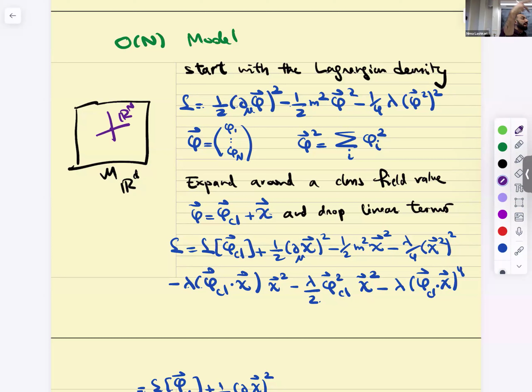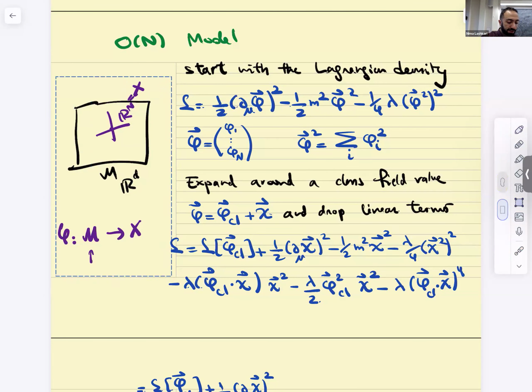Now, what is the field mathematically? Let's call this R^n, let's call this X. The field mathematically is a map from space-time to X. It associates to every point in space-time a vector in R^n. X is called field space or target space. M is often called space-time. But this is our choice. If we consider X as a space-time, that theory has a different name. It's called nonlinear sigma model. But we're going to come back to that in the next lecture.